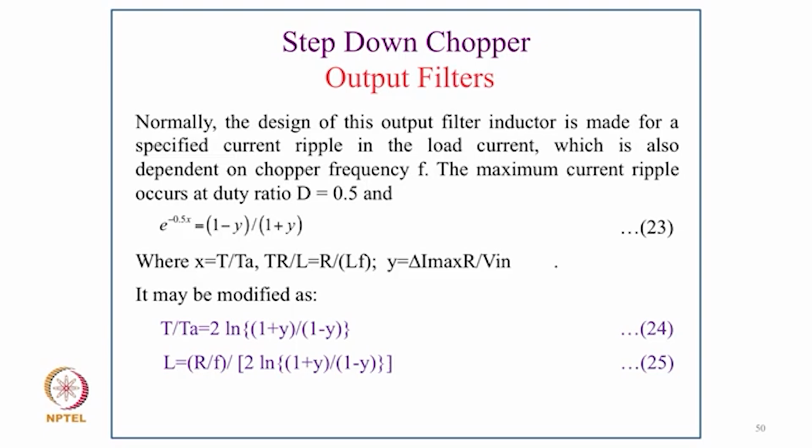Now with the output filter, normally the design of this output filter inductor is made for the specified current level in the load current, which is also dependent on the chopper frequency F, and the maximum current ripple occurs at D equal to 0.5.